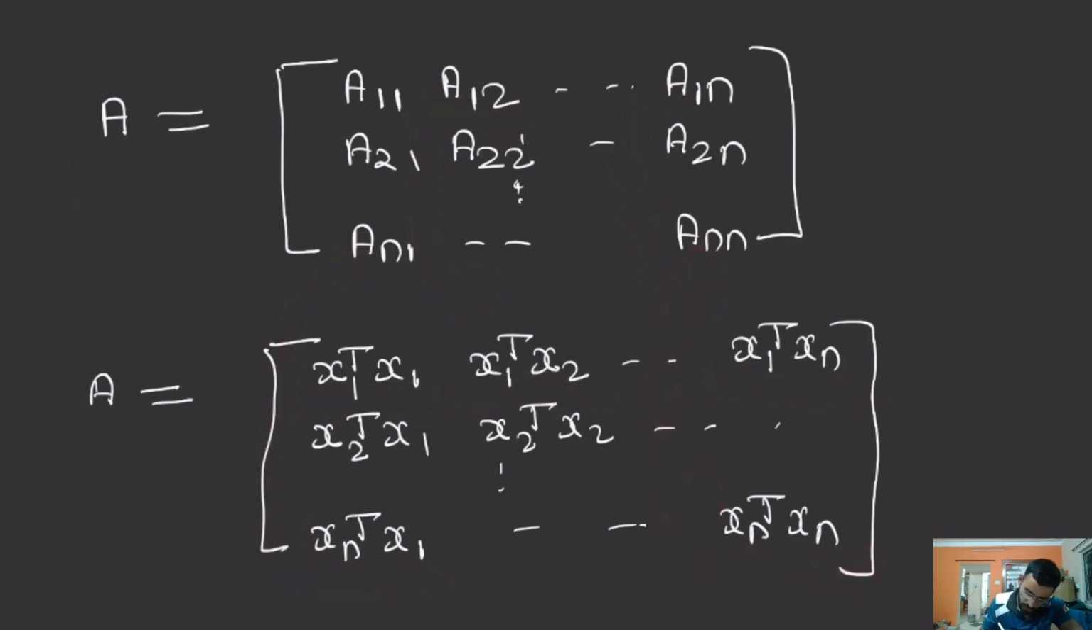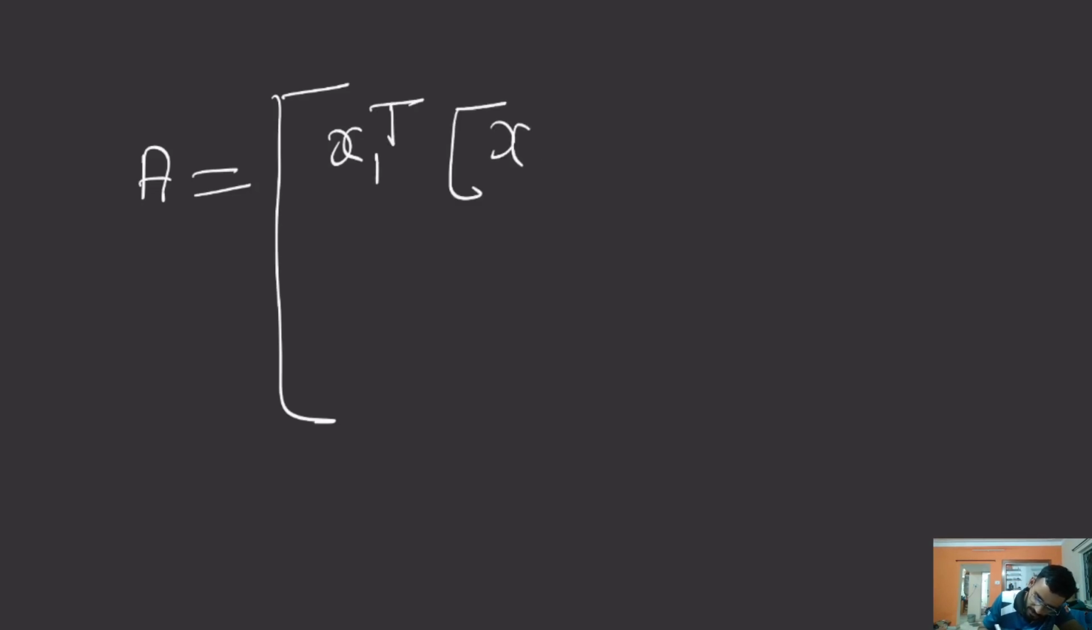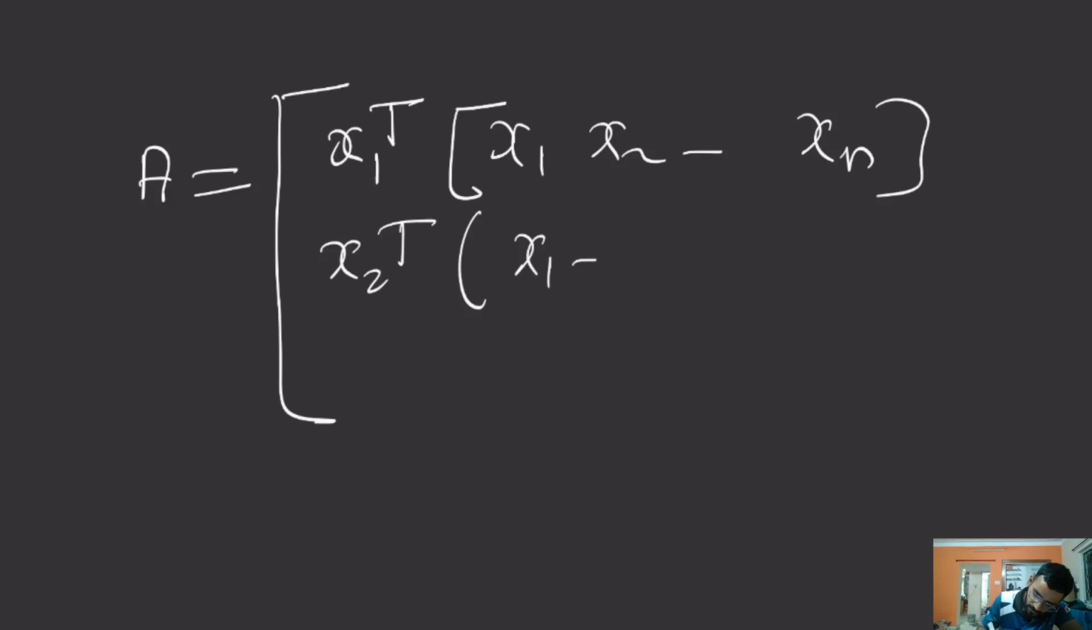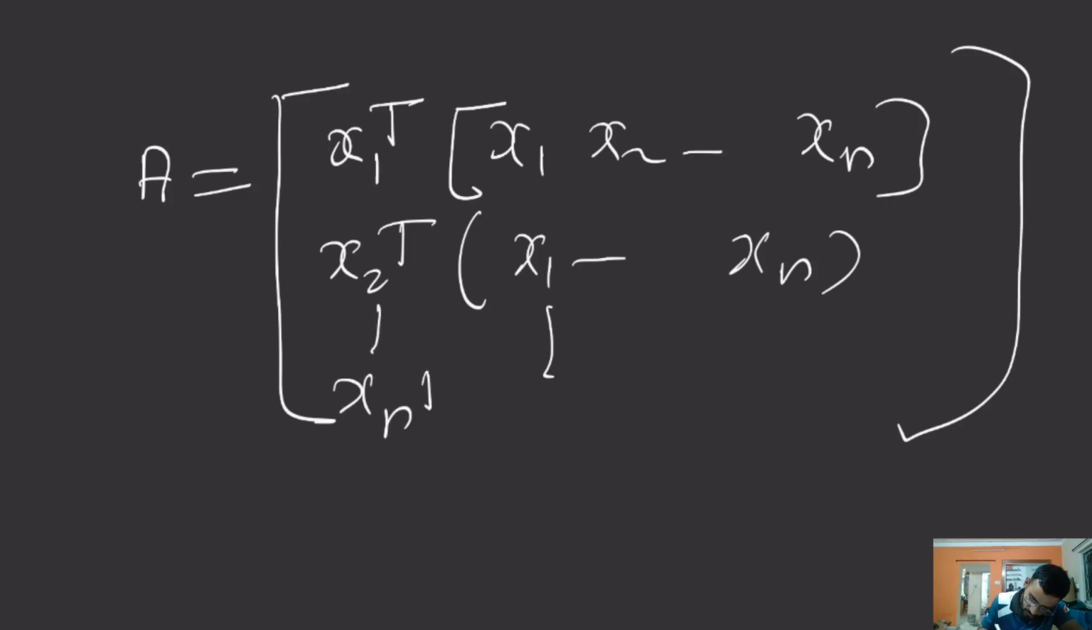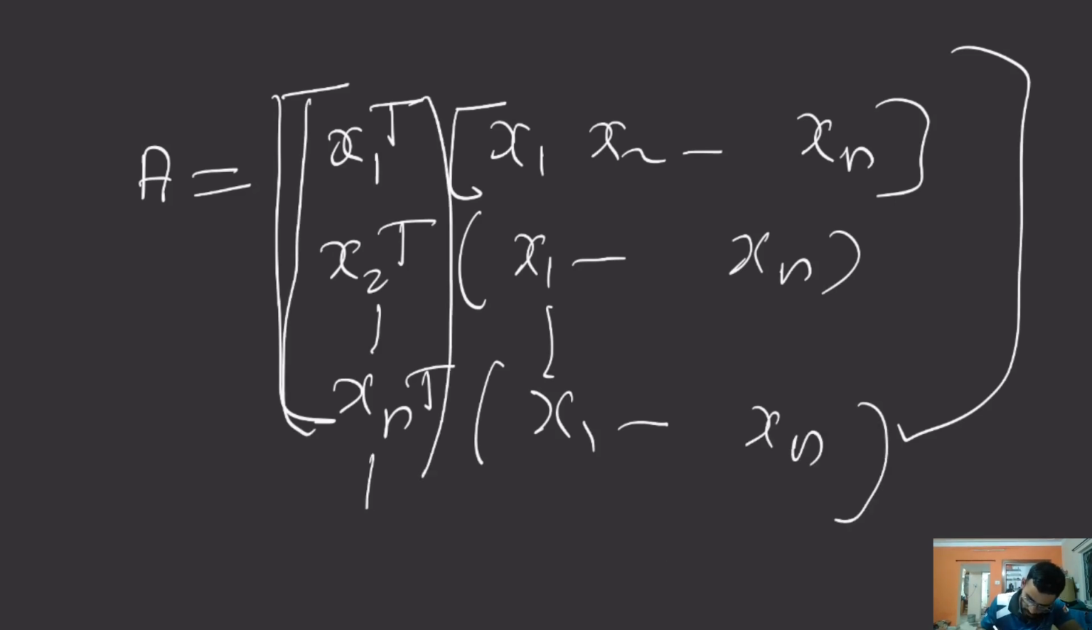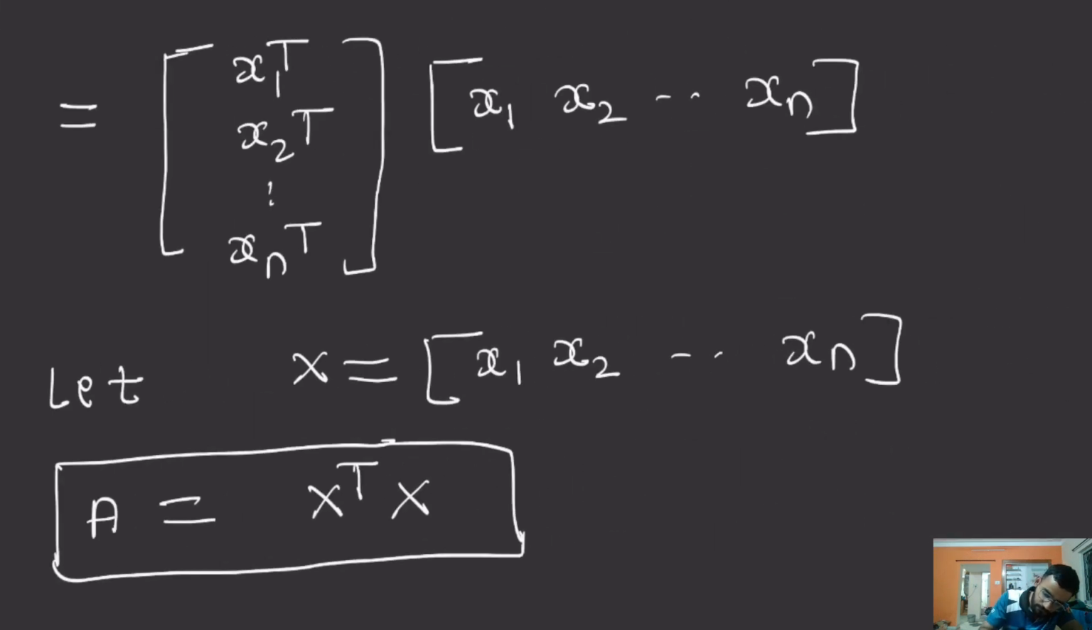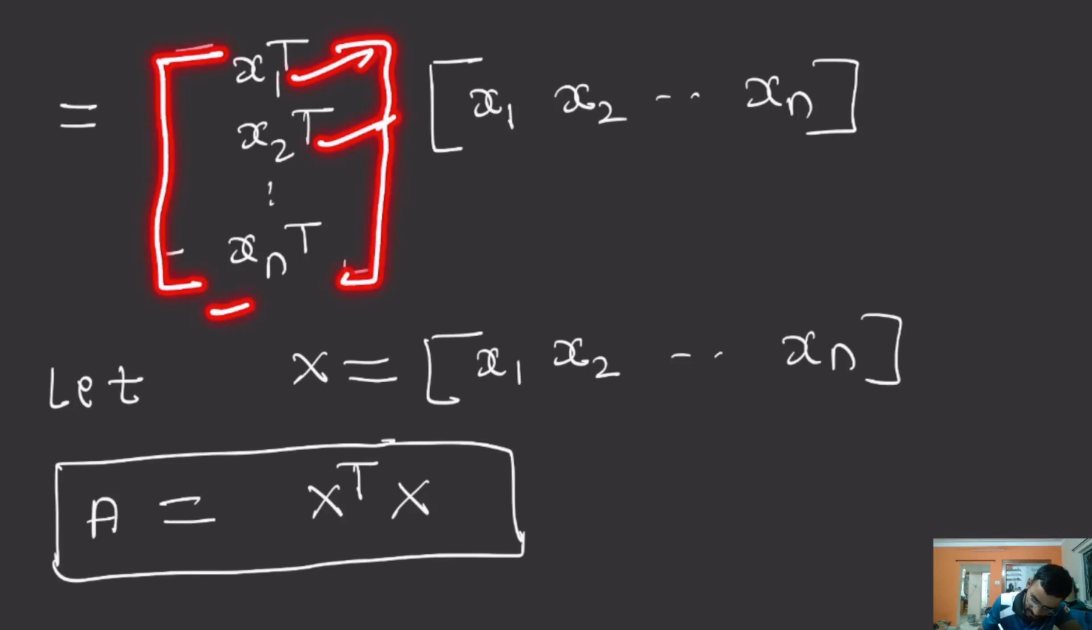If we carefully see this matrix, A can be written as x1 transpose multiplied with x1 x2 ... xn, similarly x2 transpose multiplied with x1 ... xn, and so on up to xn transpose into x1 ... xn. So if we take this term common, we will get the matrix with rows x1 transpose, x2 transpose, ..., xn transpose, into the matrix x1 x2 ... xn.